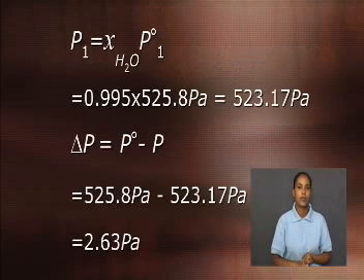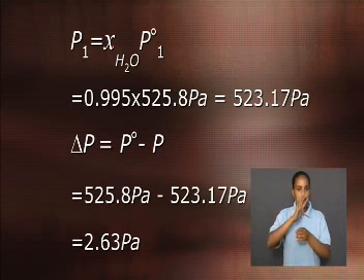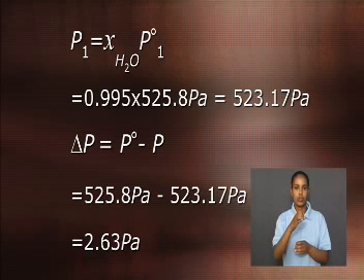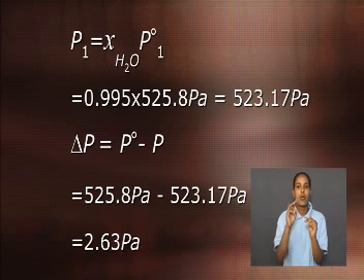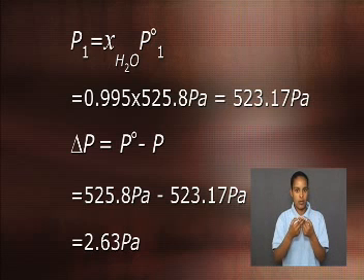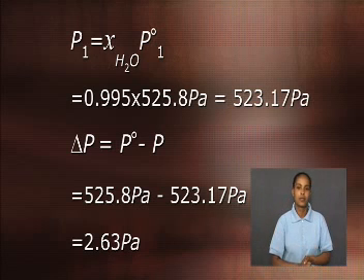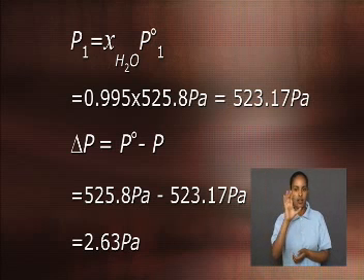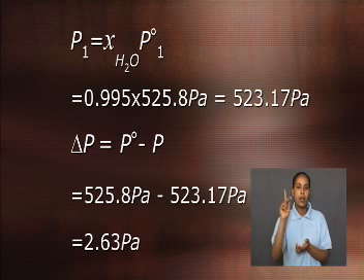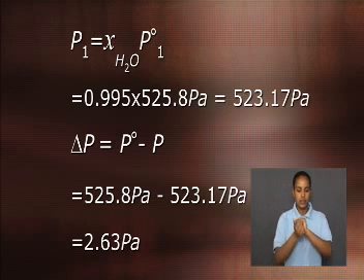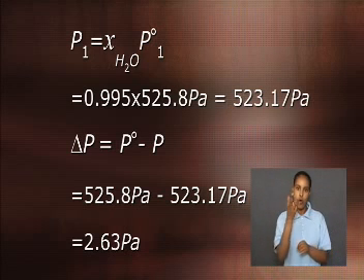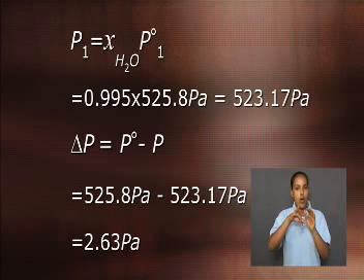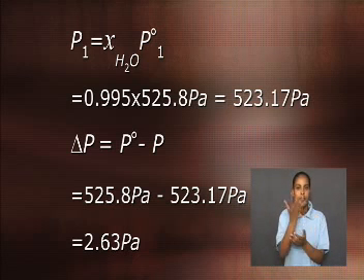Thus, the vapor pressure of water in our solution is equal to the mole fraction of the solvent in the solution multiplied by the vapor pressure of the pure solvent. The answer is 523.17 pascals.